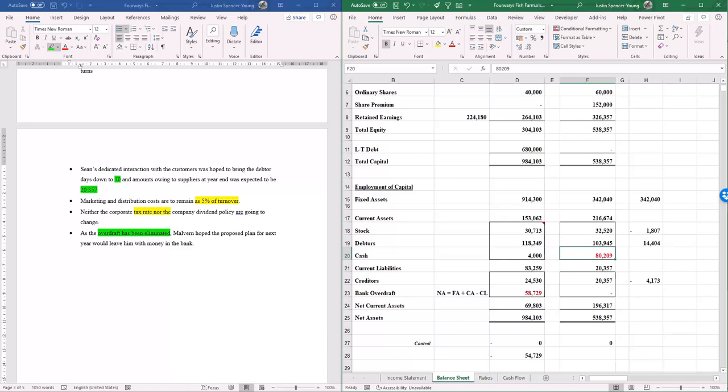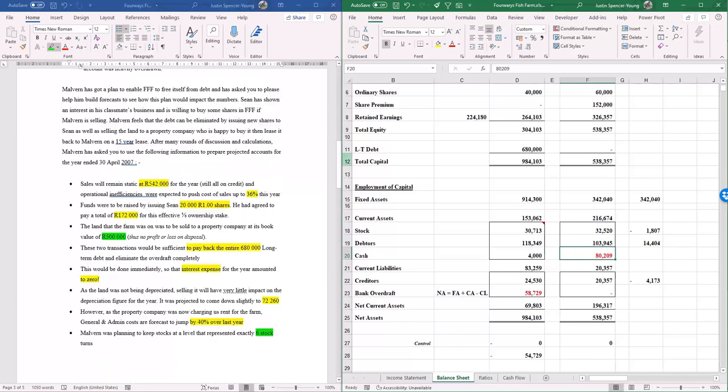All right, so there we have it, a quick and dirty run through on the Fourways Fish Farm numbers.